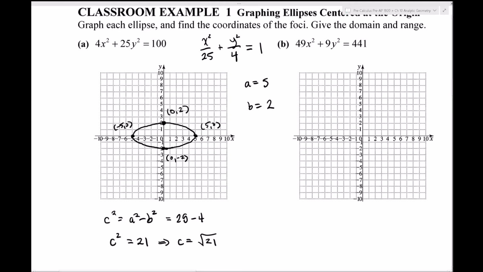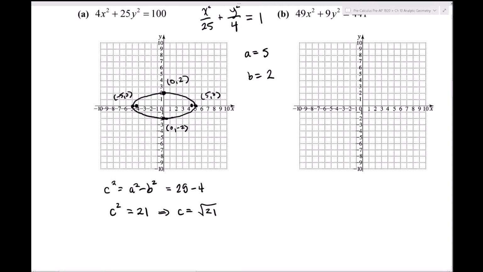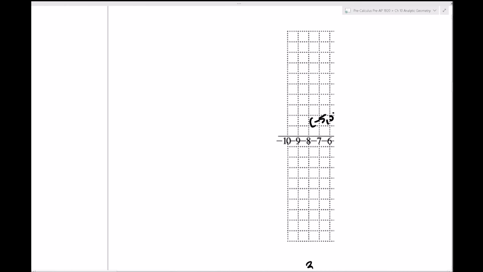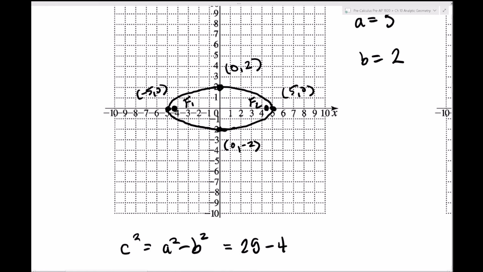So square root of 21, that's 21 is bigger than 16. So what that means is the square root of 21 is bigger than 4, but it's smaller than 5. So somewhere around here. So those foci are extremely close to the vertices. So I'm going to call that F1 and F2. I should probably zoom in on that a little bit more. That's as much as I can zoom in. So F1 and F2, I labeled them, and I need to find the coordinates of those.